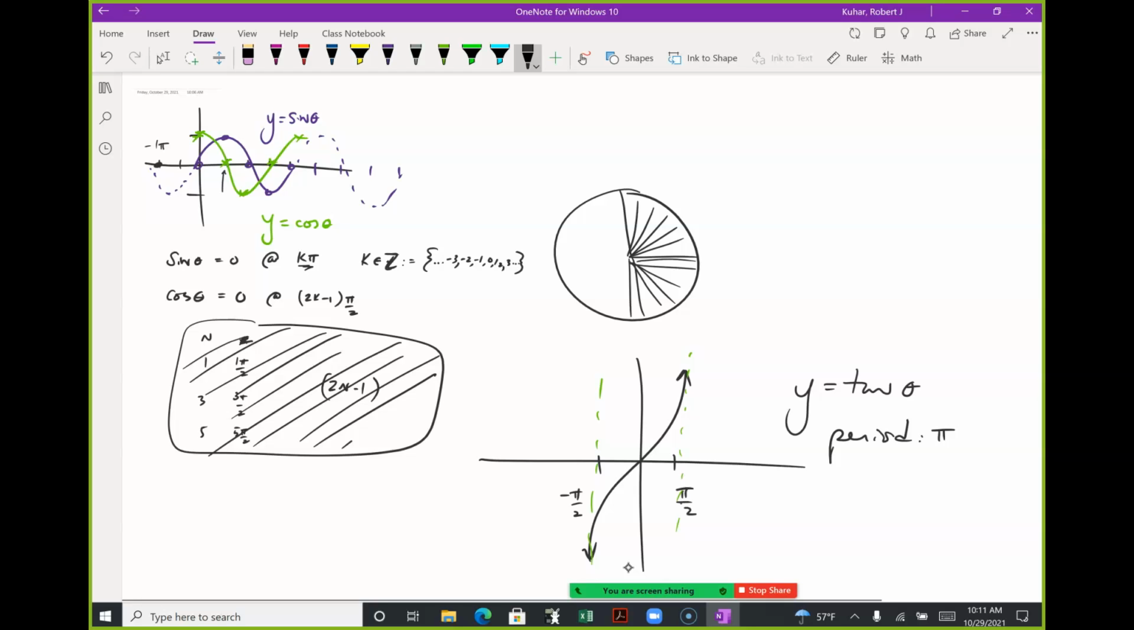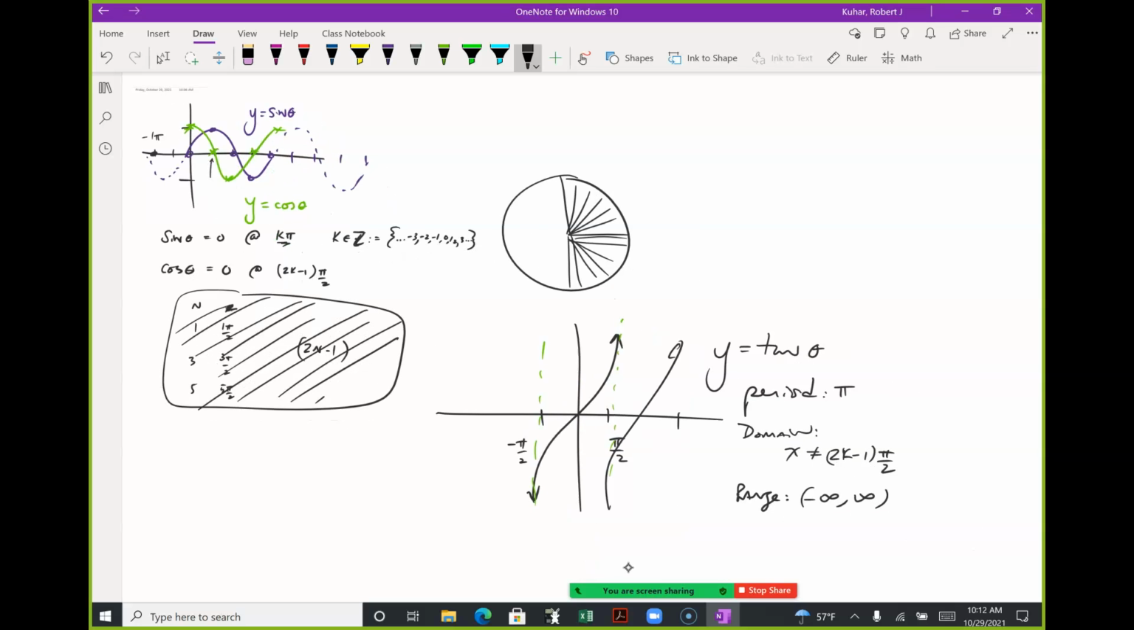It has a domain of x does not equal odd pi over 2's, 2k minus 1 pi over 2's, right? With k as any integer. The range is infinite, right? And then again, it repeats, right? There's another one here and another one over here. These things are always repeating forever and ever. Just remember, I'm just going around a circle, and I can go around a circle both ways.